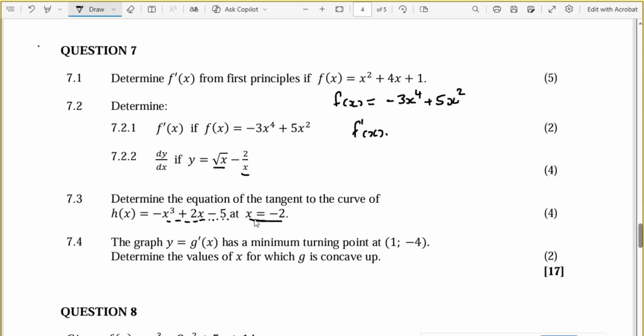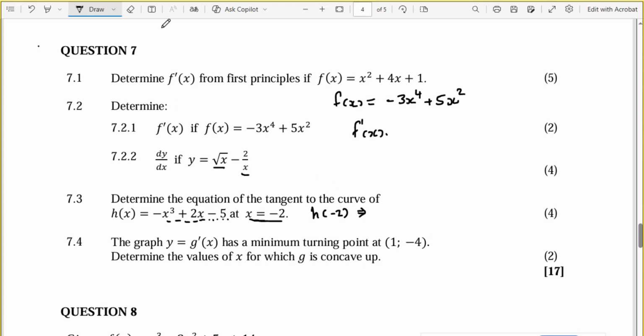You understand? Yes, sir. So this tells us that if we can find h at minus 2, we can find the corresponding y value. When we have the corresponding y value, we're going to know where it touches the graph, because we already have the x. So we find h at minus 2 to know the point of contact. After finding the point of contact, I'll explain why we need it.